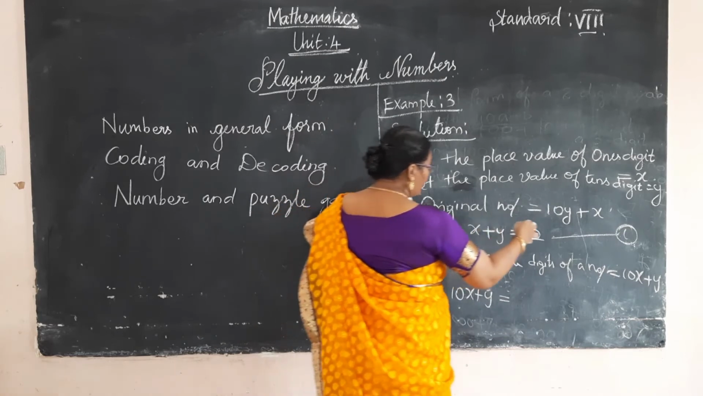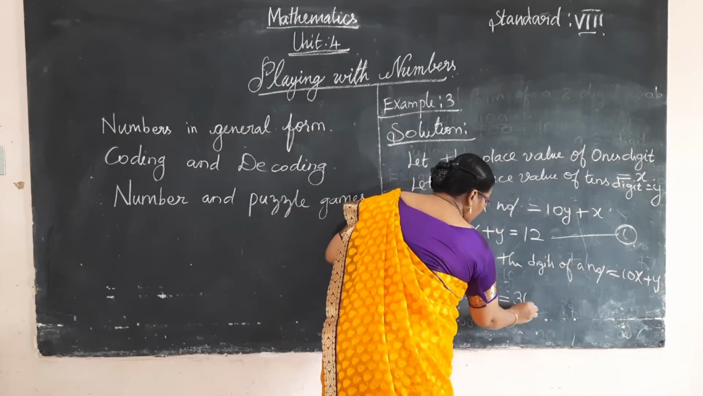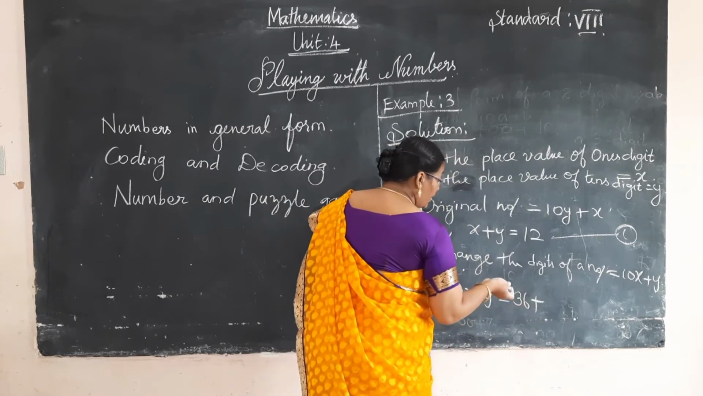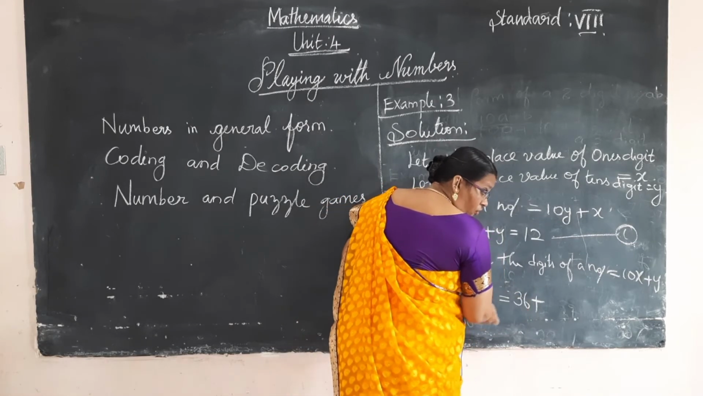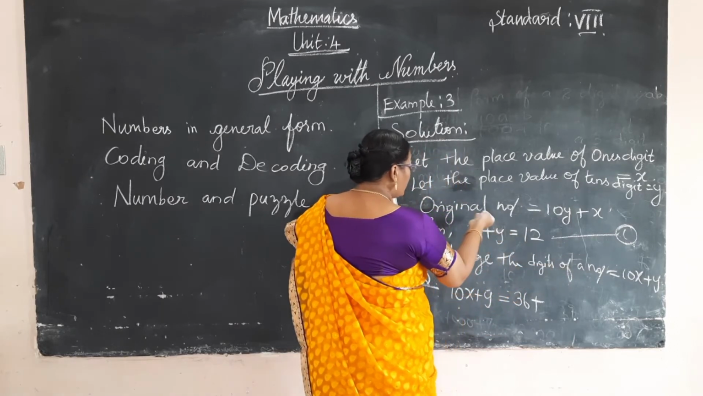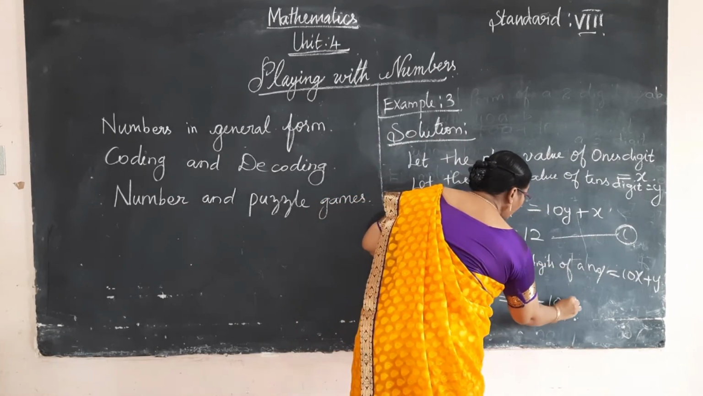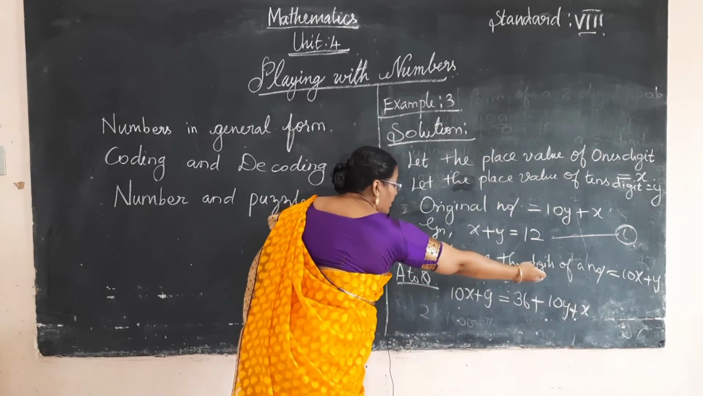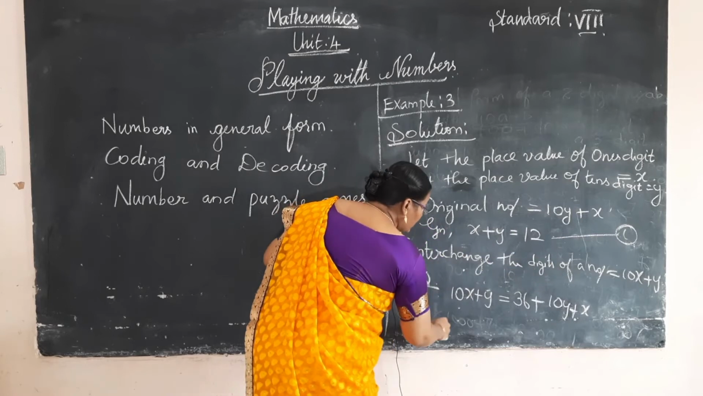So what is the original number here? 36 more than the original number, "more than" means we have to add. The newly formed number is 36 more than the original number. So what is the original number we have considered? 10y plus x.